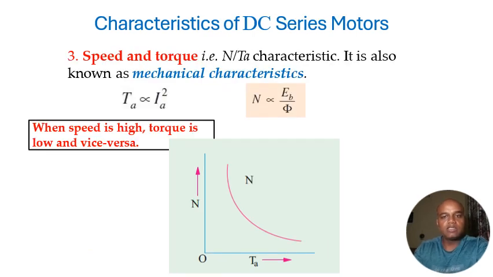And the last characteristic for the DC series motor is the mechanical characteristic. Here, similarly, taking the speed and the torque, and previously we have seen that the torque is proportional to IA square. So as I increase the torque, my speed gets dropped in this pattern, because torque is proportional to IA square and the speed is proportional to 1 by IA. So therefore, this kind of characteristic we get for the DC series motor. This means that if I increase the torque, my speed gets dropped very quickly for the DC series motor.